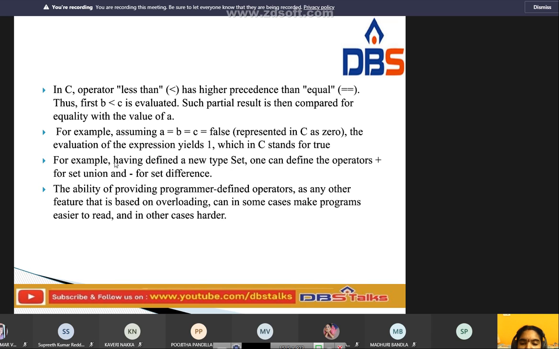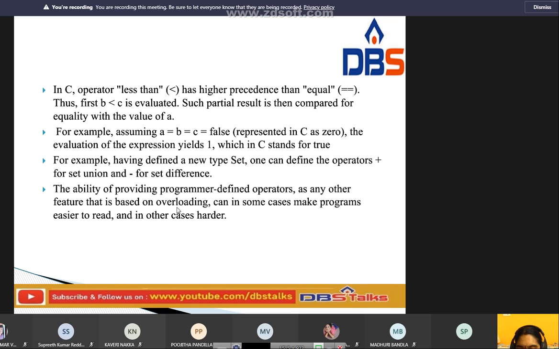Next point: for example, having defined a new type, set. Here one can define the operators: plus is used for set union and minus is used for set difference.